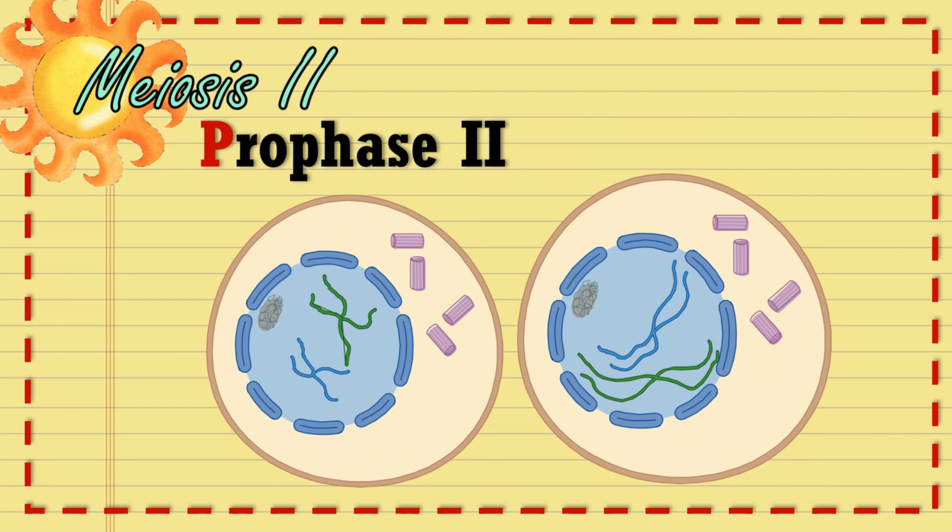Let's start with the first stage in meiosis II. We have the prophase II. Notice that there are already 2 daughter cells that will divide in this stage. In prophase II, here are the significant events. In this process, the chromosomes begin to condense again. The nuclear membrane and the nucleolus start to disappear. Lastly, the spindle fibers also begin to form. These are the important events happening in prophase II.